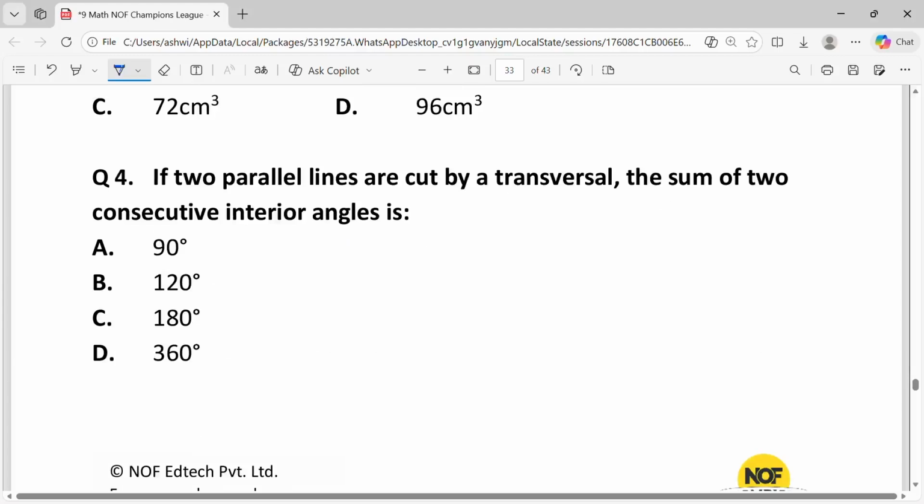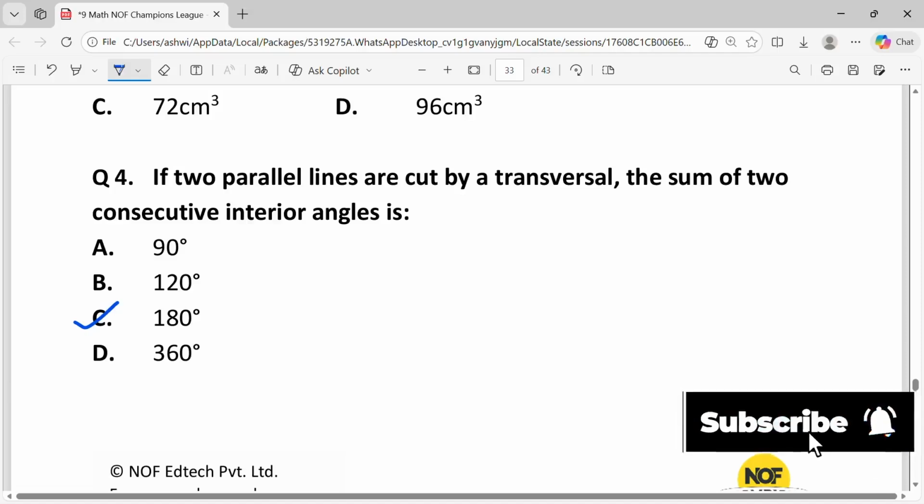Question 4. If two parallel lines are cut by a transversal, the sum of two consecutive interior angles is D, 180. When a transversal intersects two parallel lines, consecutive interior angles are supplementary, meaning their sum is 180 degrees.